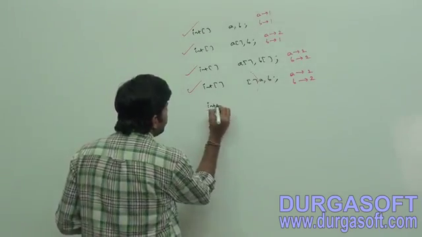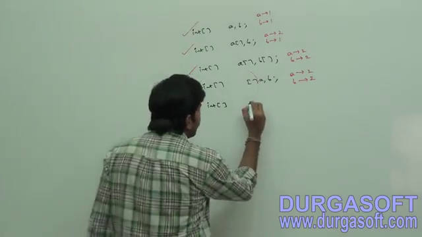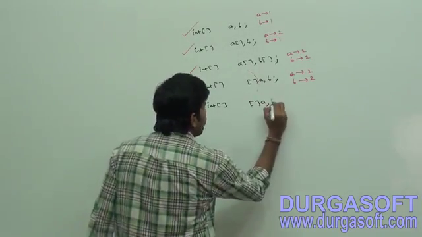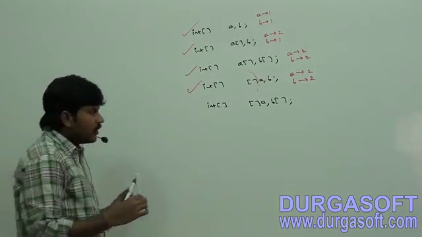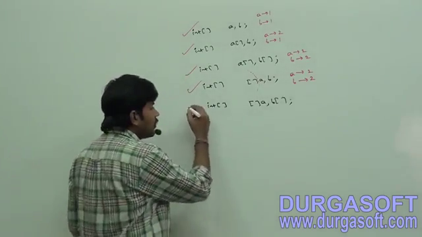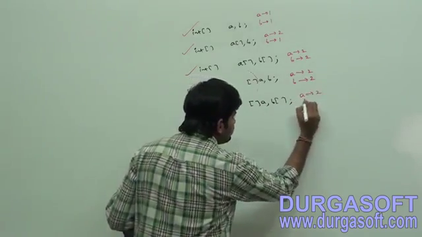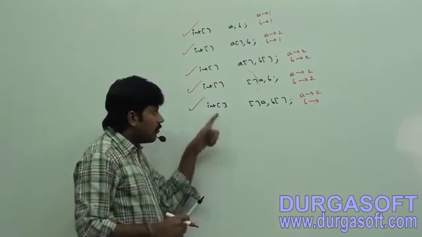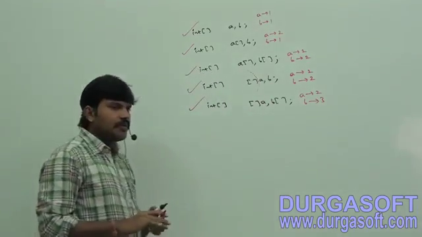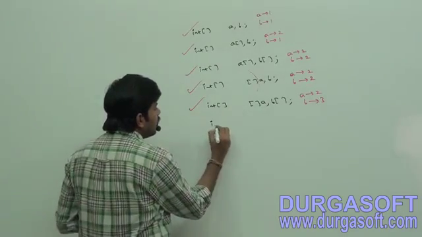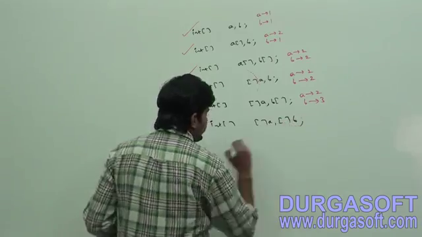Next, int array. Here I am taking A comma B like this. What is A's dimension? 2 dimension. What is B's dimension? 3. 1, 2, 3 is 3 dimension, right?